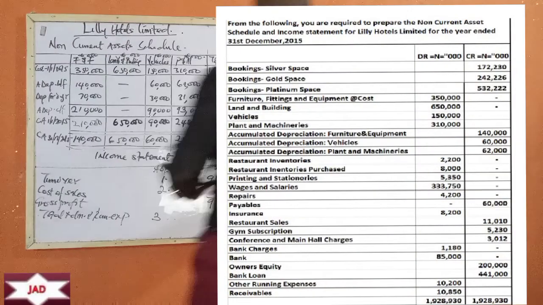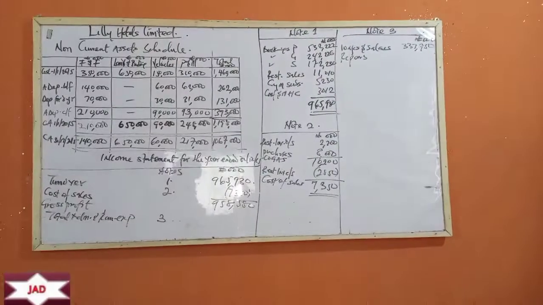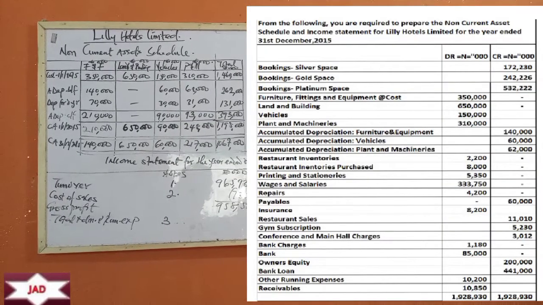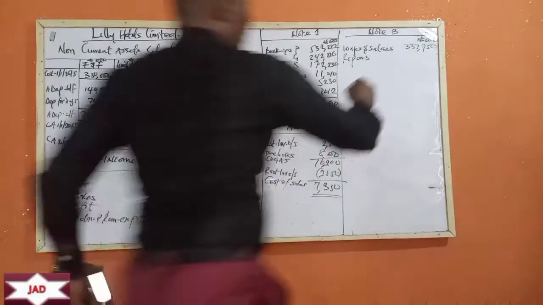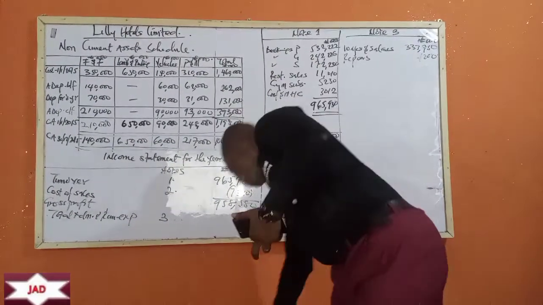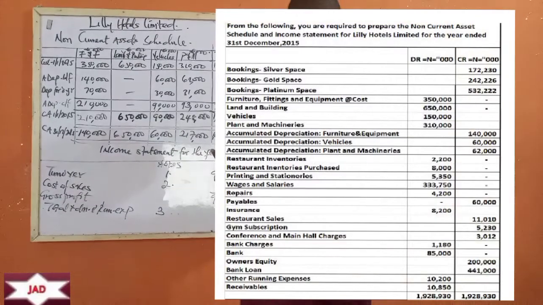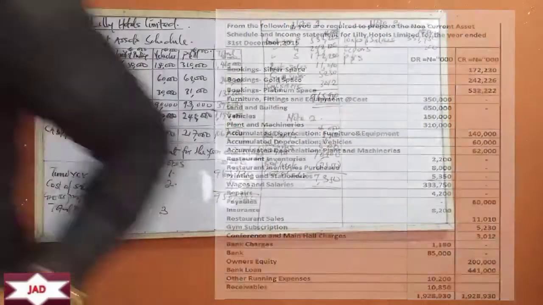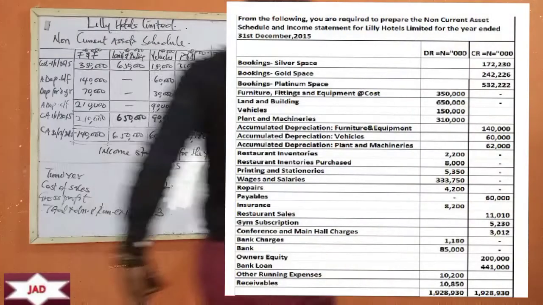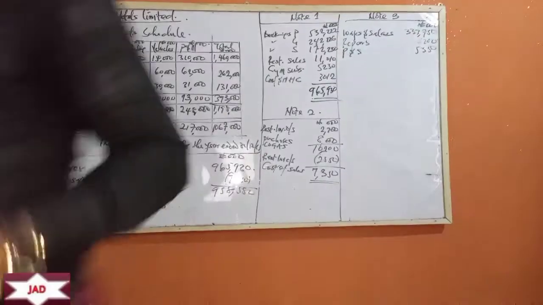So what's the next thing there? Repairs. What are the repairs there in the question? I can even see printing and stationery. The repairs there is 4,200,000. What's the next one there? We have printing and stationery there. What do we have? 5,350,000. Okay.